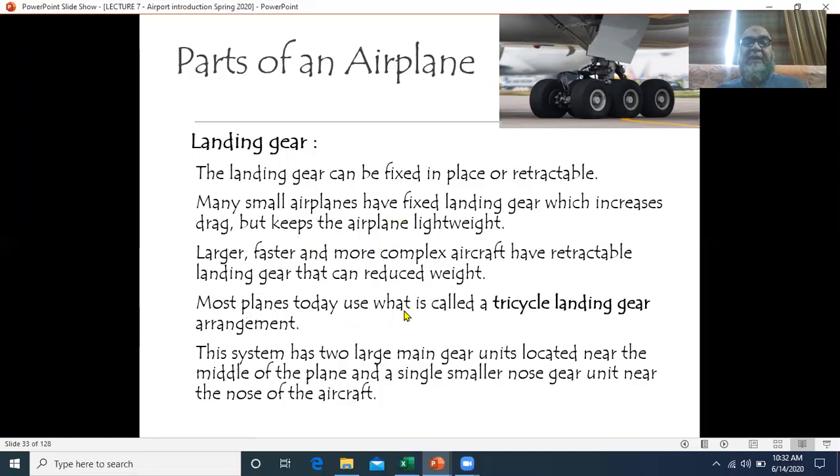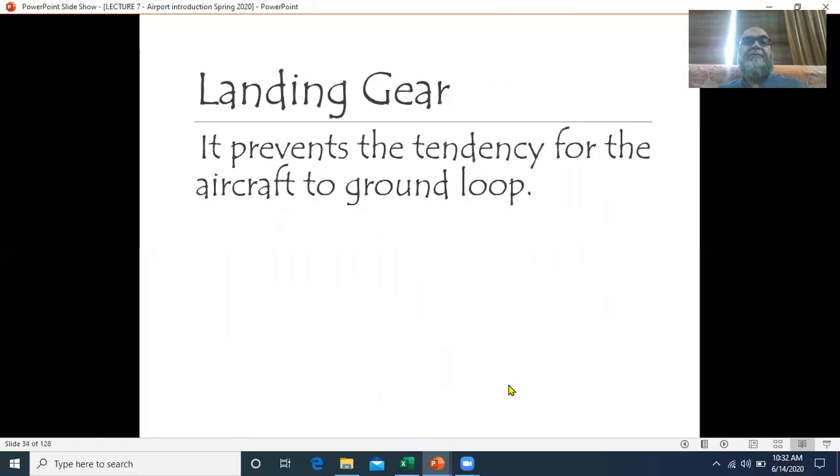Most planes today have what is called a tricycle landing gear arrangement. This system has two large main gear units located near the middle of the plane and a single smaller nose gear located near the nose of the aircraft. It prevents the tendency for the aircraft to tip onto its tail.